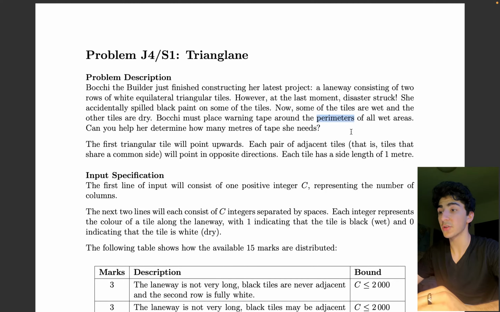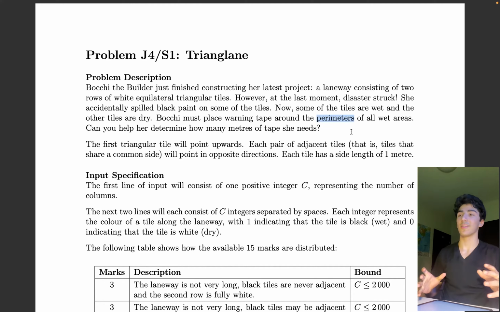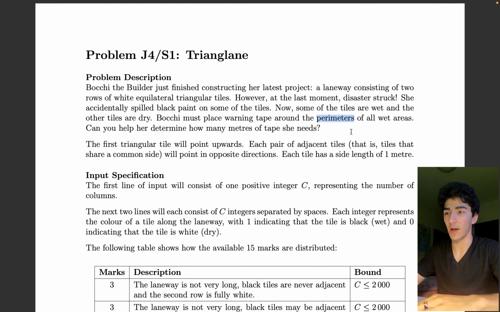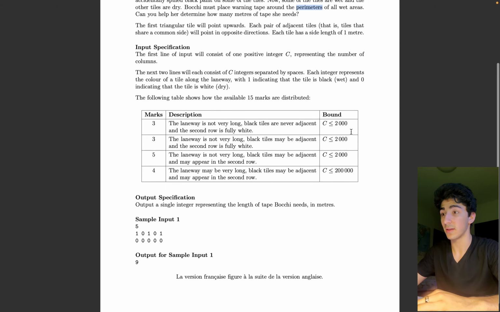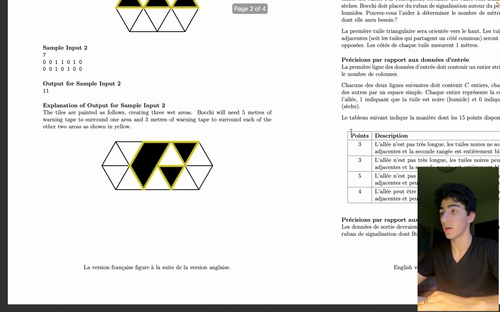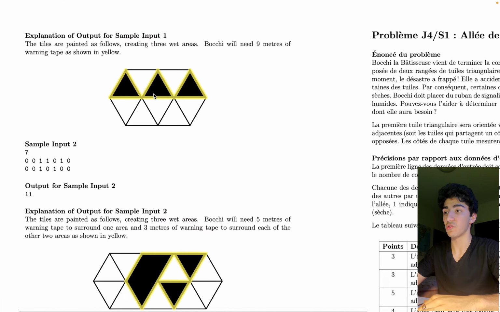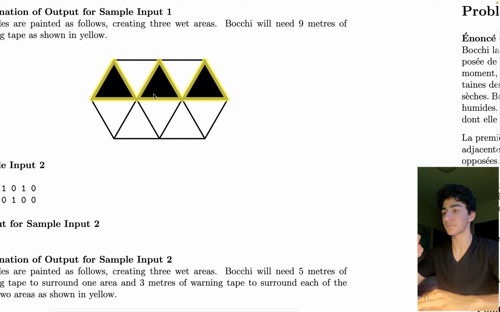The first triangular tile will point upwards. Each pair of adjacent tiles, that is, tiles that share a common side, will point in opposite directions. Each tile has a side length of 1 meter. The best questions are the ones where they provide a diagram because it's so much easier to visualize, and this is one of those questions. So here we go. Here's a visualization of the description.